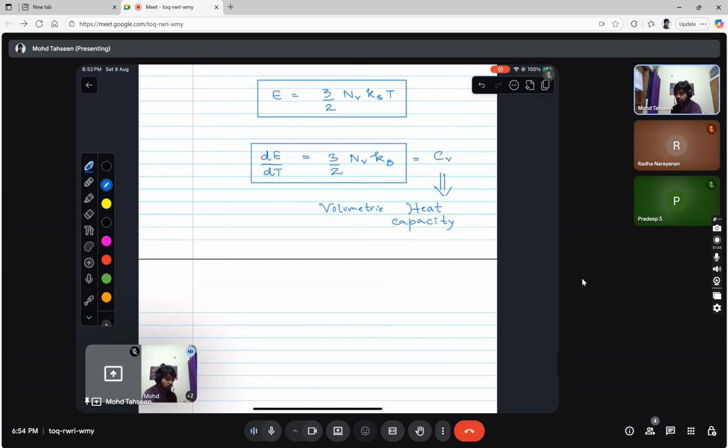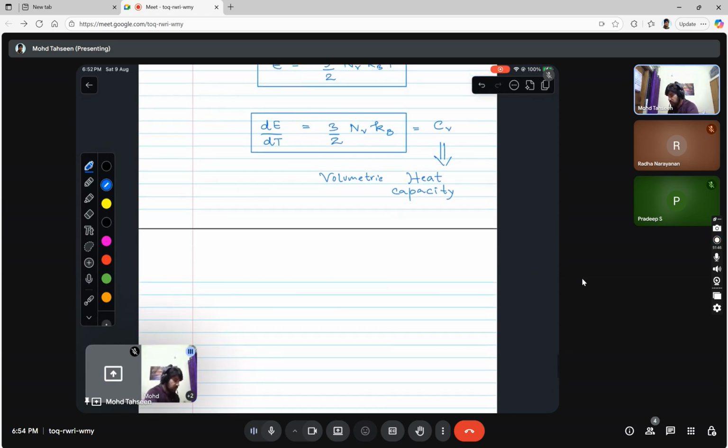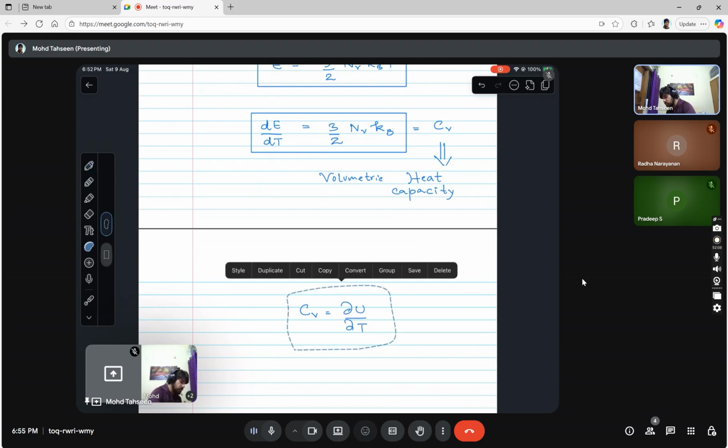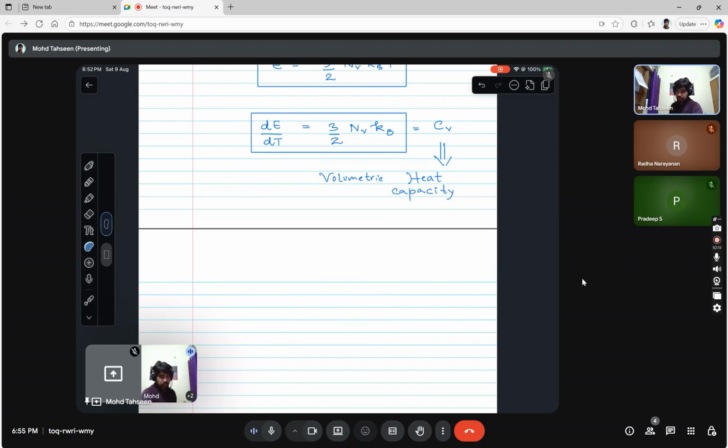Okay, so volumetric heat capacity is nothing but the rate of change of internal energy with respect to temperature. This is a very famous relationship that you often encounter in thermodynamics as well. That CV, there you call it specific heat, right? This is equal to del U by del T. You would have seen this in your thermodynamics courses. So this is the origin of this volumetric heat capacity from the kinetic theory of gases perspective.